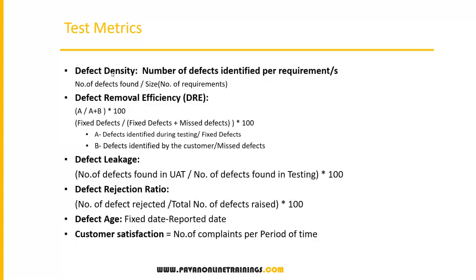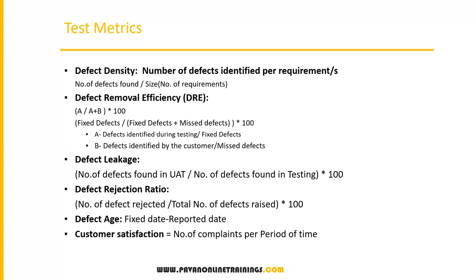Now, these are the defect related metrics. Defect density. What does defect density mean? The number of defects identified per requirement. How many defects we found per requirement is called defect density. How do we calculate it? The number of defects found divided by the number of requirements.